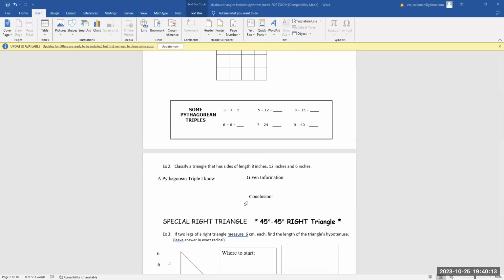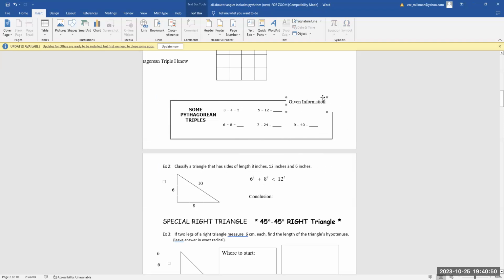In fact, I don't think it is a Pythagorean triple, because the Pythagorean triple that I know from the previous page is a 6, 8, 10 right triangle. 6, 8, 10 is my Pythagorean triple, multiple of 3, 4, 5. And in looking at my Pythagorean triple, I go, okay, 6, 8, 10 is a right triangle, but the given information says that I've got 6, 8, and 12. So what is that given information informing me about?